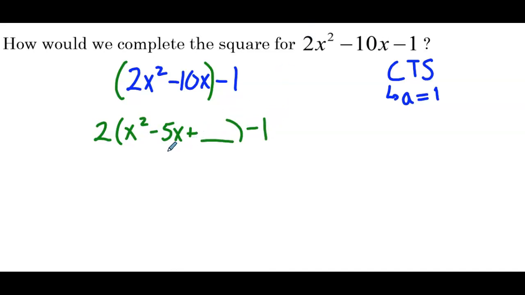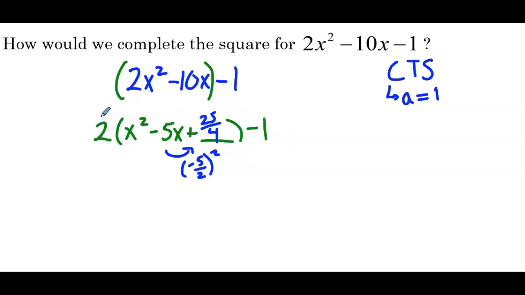Okay, so we use our same technique. We take half of the middle term and we square it. So negative 5 over 2, squared. Well, 5 doesn't divide by 2, so let's just leave it as a fraction. And if we square it, we'd wind up with 25 over 4. Now, if we subtract 25 over 4, we're going to run into an issue.